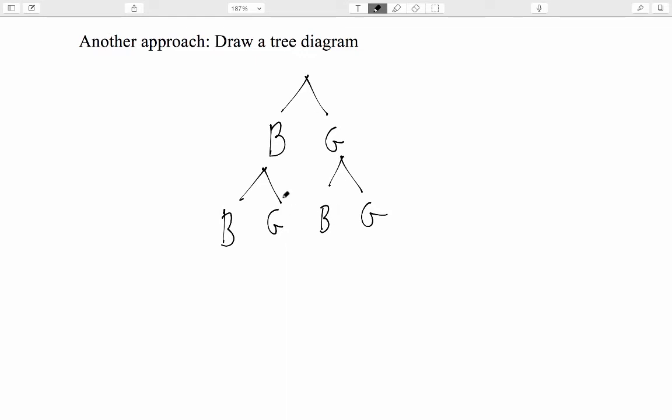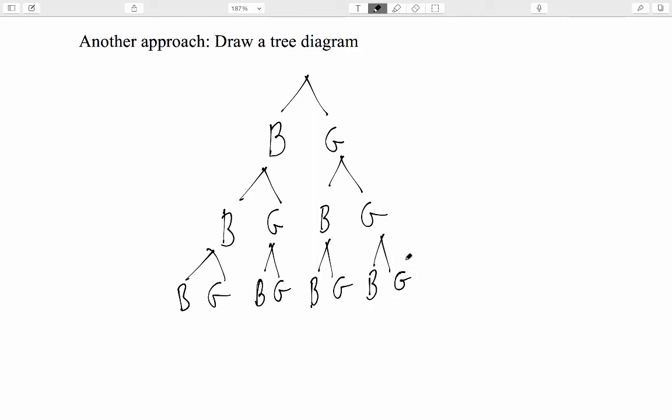Since the experiment is actually to have 3 children, the tree needs 1 more layer of branching. So boy, girl, boy, girl, boy, girl, boy, girl. This can be difficult to write out in practice if you haven't given yourself enough room to do it. Now, here we have another path which represents a distinct outcome, GGB.